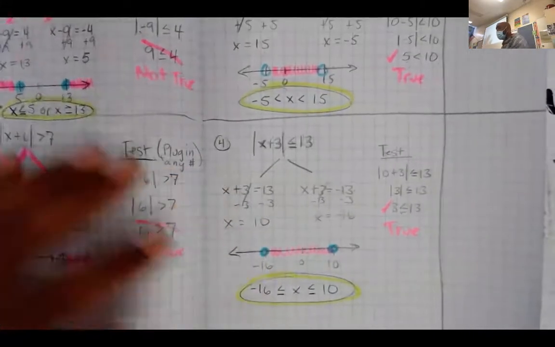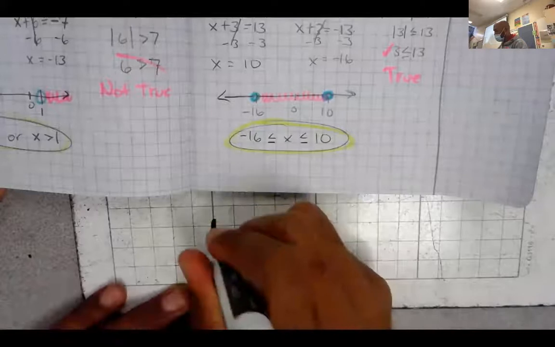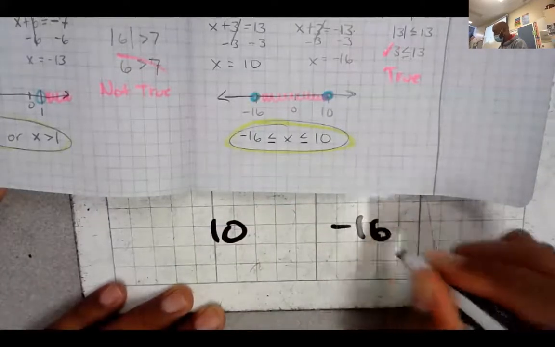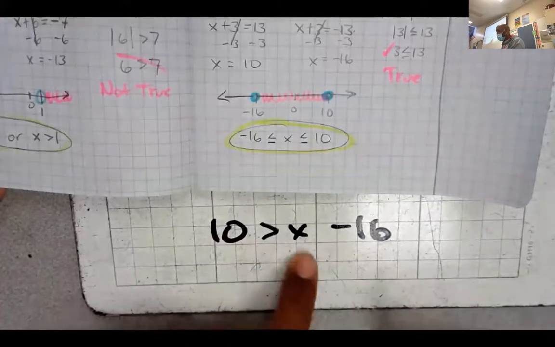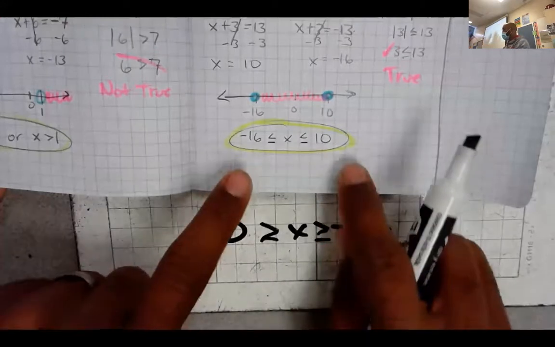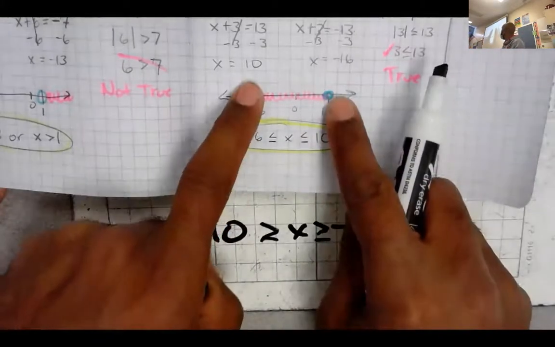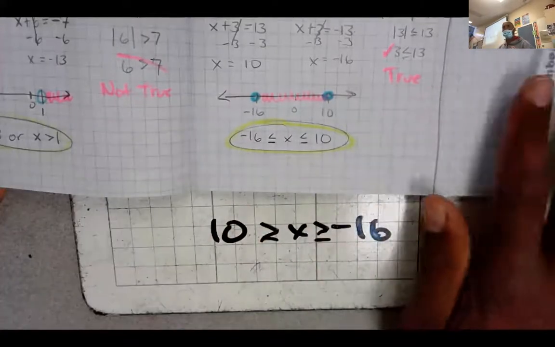So technically, this could be written this way too. If I write it like that, I just have to make sure that the signs say that x is less than the 10. And basically, I'm just switching them. That means the same thing. For simplicity's sake, I just copy down from the number line. Okay.